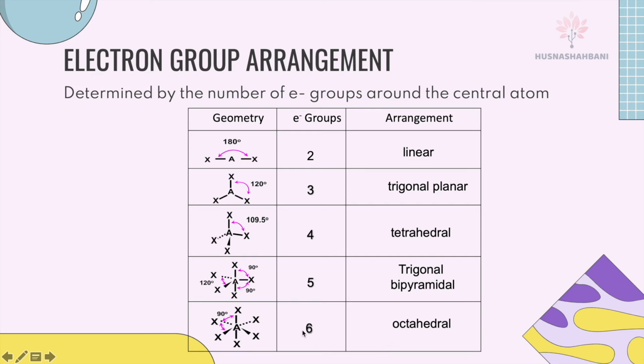Electron group is different from electron group arrangement. Electron groups are the number, electron group arrangement is the name. But this is not the final molecular shape name yet. It is just the electron group arrangement.